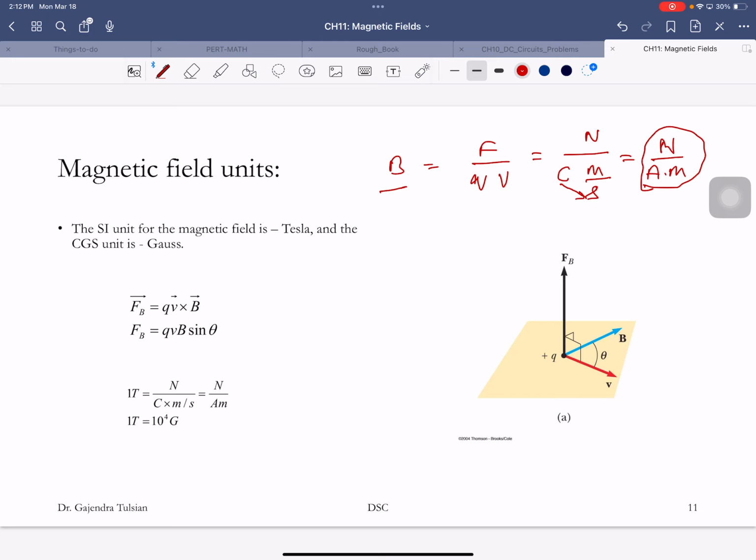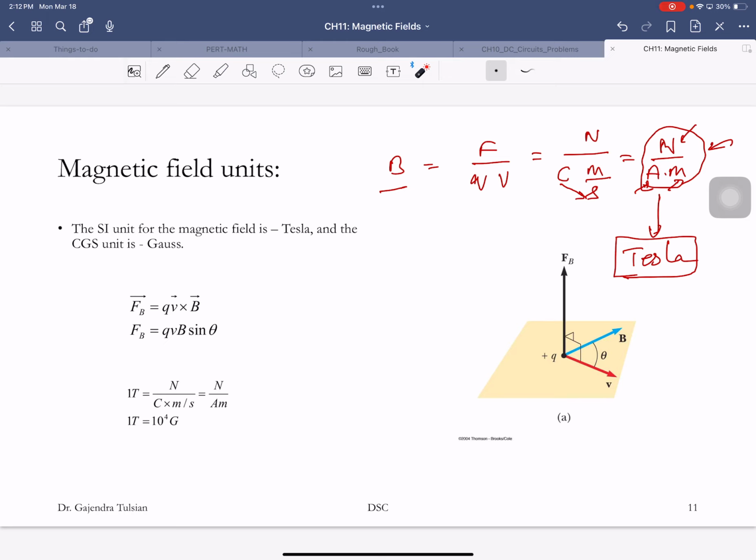Now, whenever in physics you get a combination of units, you give it a new name. This is called a Tesla, after Mr. Nikolai Tesla, after whom the car is named. So 1 Newton divided by 1 ampere meter is 1 Tesla. A Tesla is a large field. It's a very strong field.